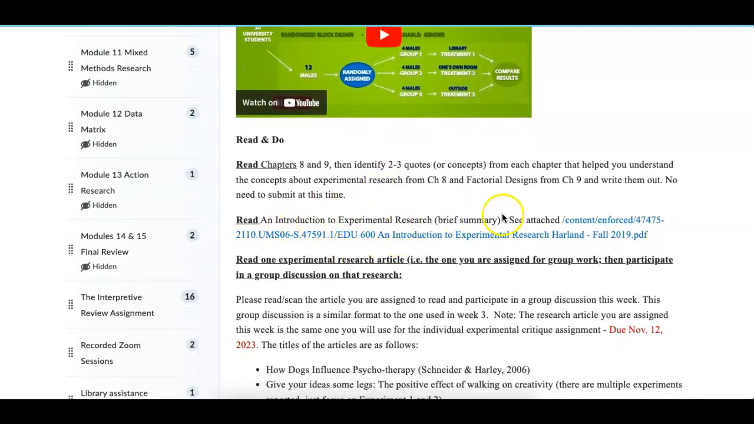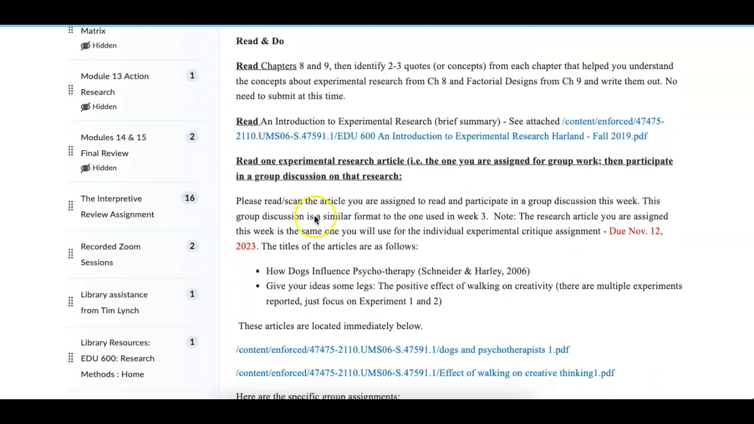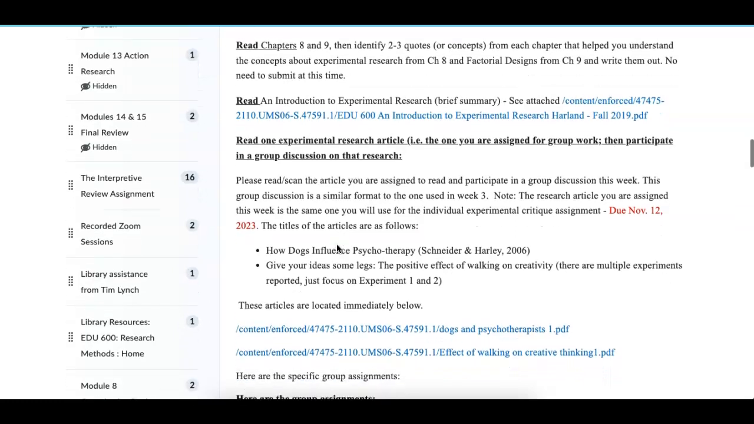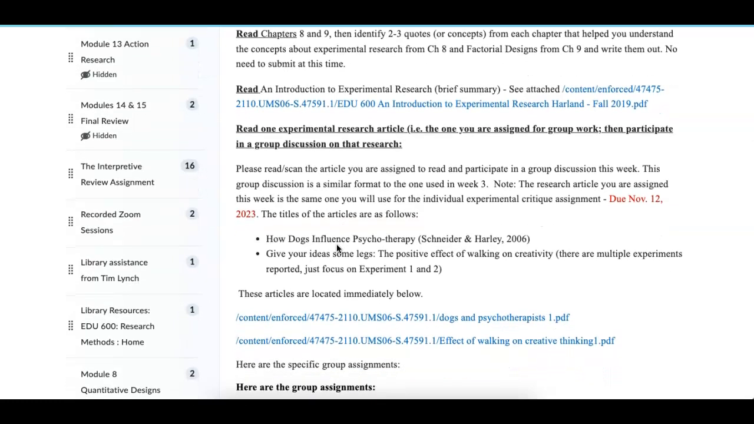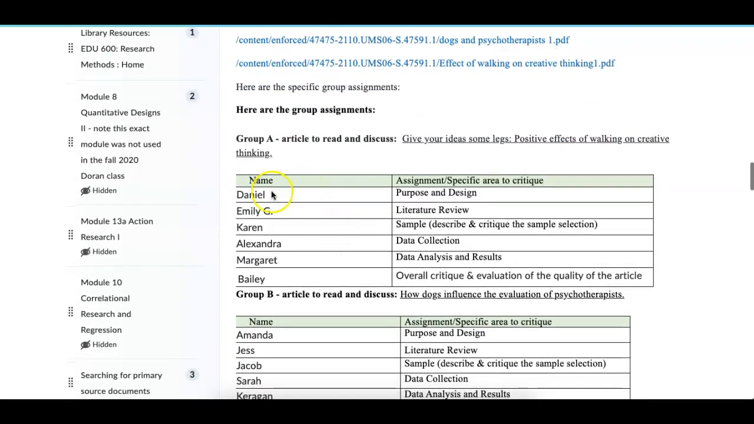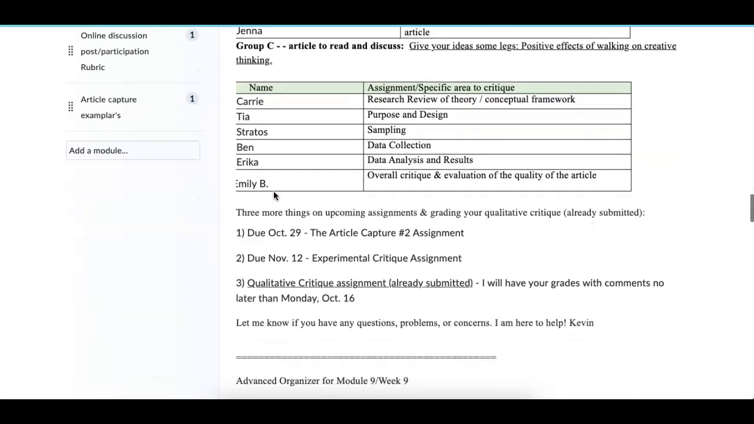I'd like you to read the introduction to experimental research. It's a really brief summary, but it's a good way to also understand the type of research that we're looking at. Then we have a group activity. Just like in week number 3, you were assigned to a particular group. The first thing I'd like you to do is read that particular article, and then each one of you is assigned one section to take the lead on. And I'll give you an example on that in 1 second. So here are the groups, Group A, Group B, and Group C.